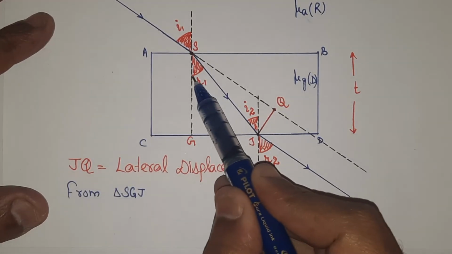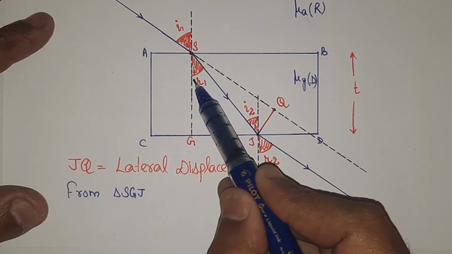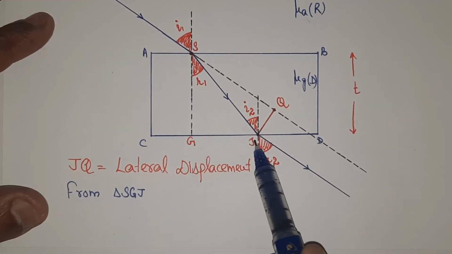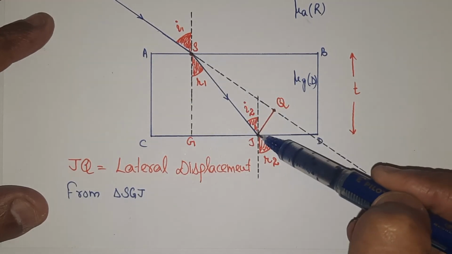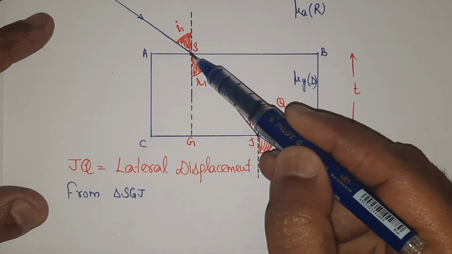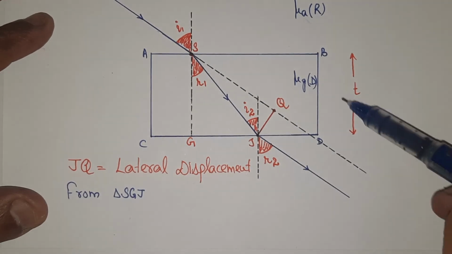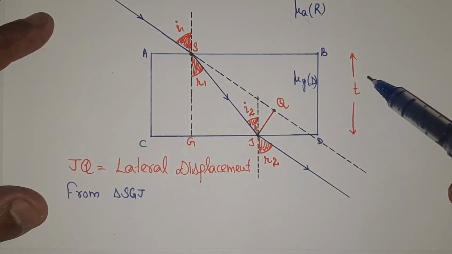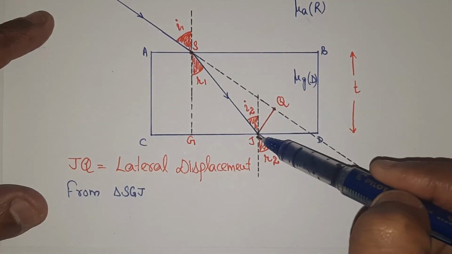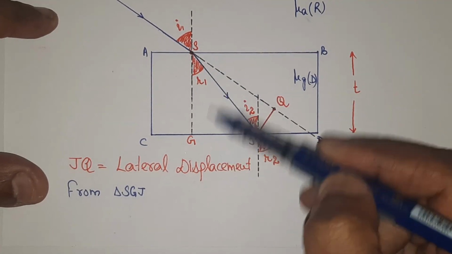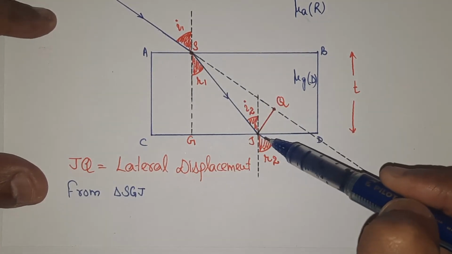Now this is the angle of refraction. GJ will be the perpendicular, SG will be the base, and SJ will be the hypotenuse. We know the value of SG, the thickness of the slab, and we have to find the value of SJ. That means the base we know and the hypotenuse we have to calculate.